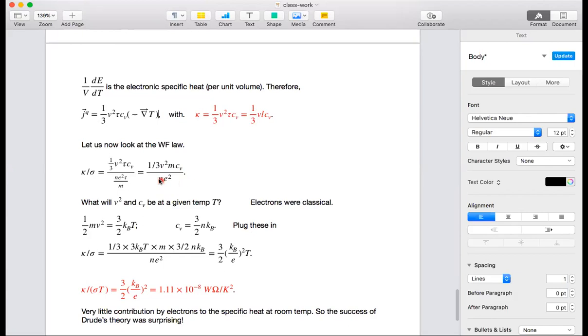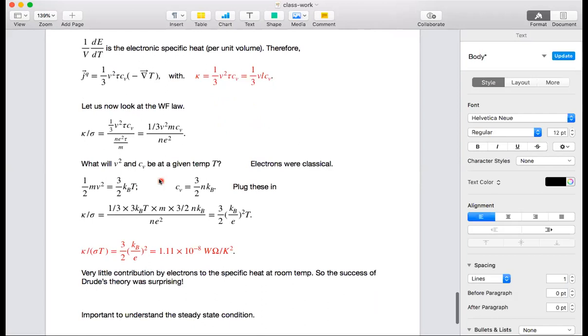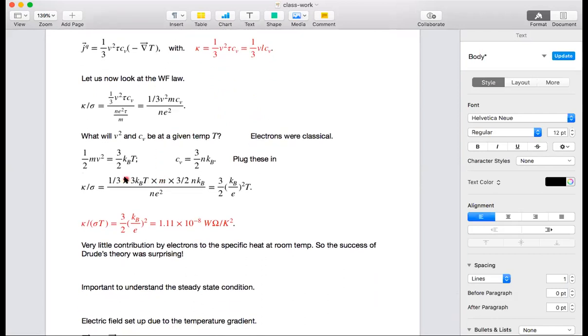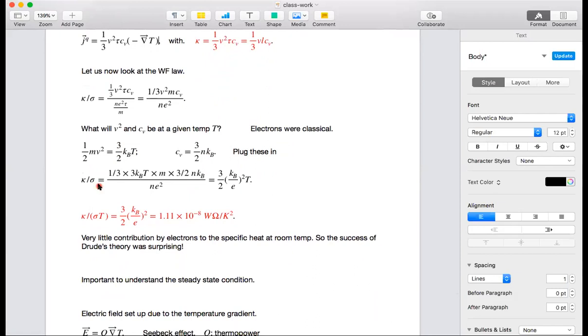Now let us try to estimate these in terms of temperature, and that's why the classical approximation of the electrons comes in. Electrons are classical particles in the Drude theory. Therefore, half m v squared is 3/2 k_B T, and C_V is 3/2 n k_B for an ideal gas. That's what Drude used. You plug those in, and with all of that, what we get is kappa over sigma is 3/2 k_B over e squared times T. At least you get something which is proportional to T.